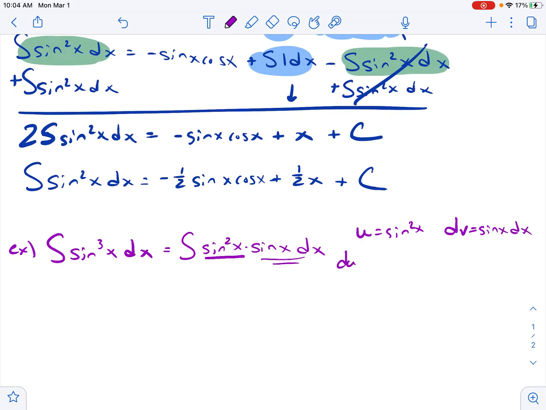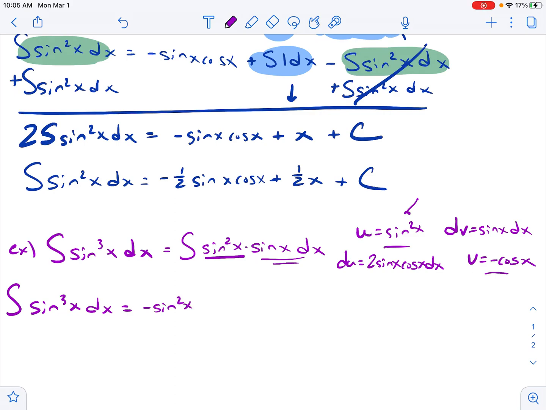Now we've got to be careful taking the derivative of this. We have to use the chain rule. We'll get 2 sine x to the first times the derivative of sine, which is cosine. Integrating dv, we get back negative cosine of x again. Putting everything together with integration by parts, uv is negative sine squared x cosine of x minus the integral of v du.